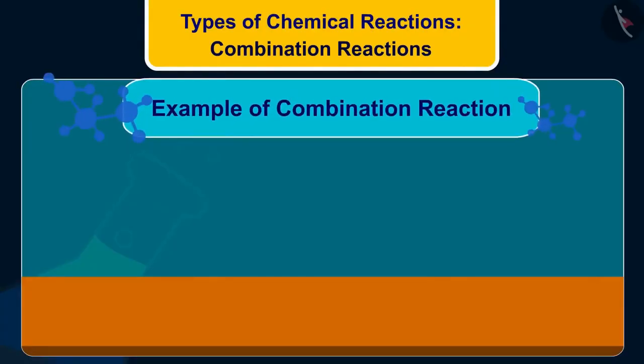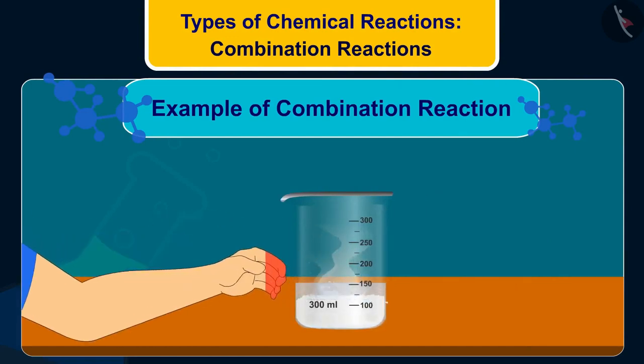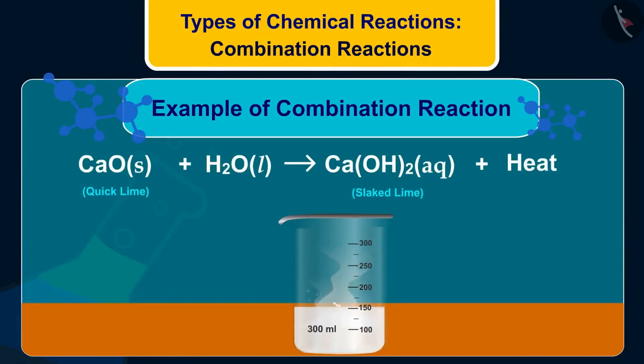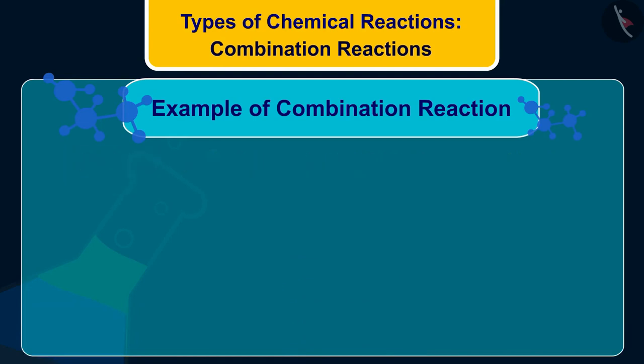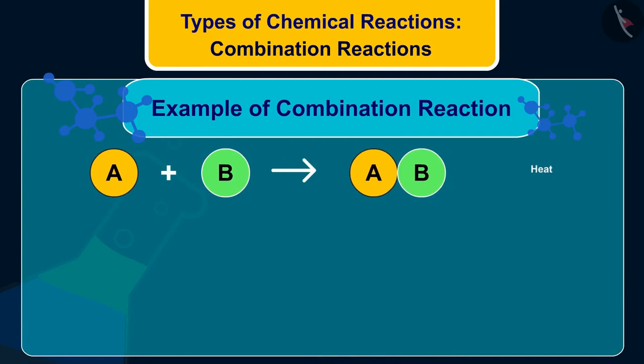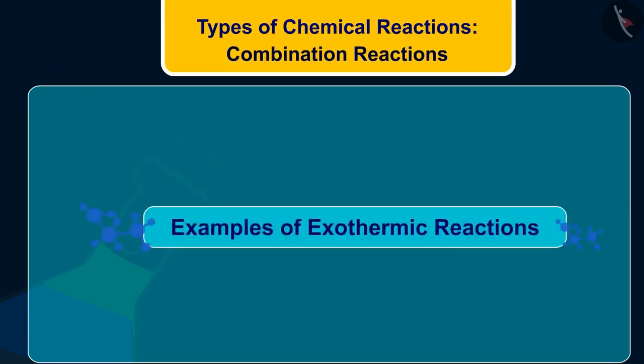Friends, we have observed in our first example that a large amount of heat energy was evolved when we added water to quicklime. You remember what quicklime is? Yes, calcium oxide, CaO, is quicklime. So students, such reactions in which heat energy is evolved are called exothermic reactions. Let us now discuss a few examples of exothermic reactions.